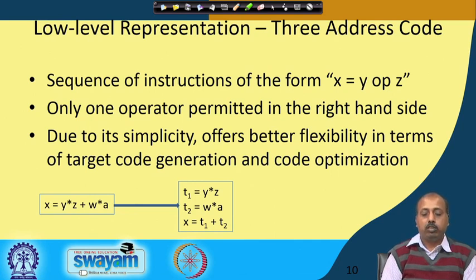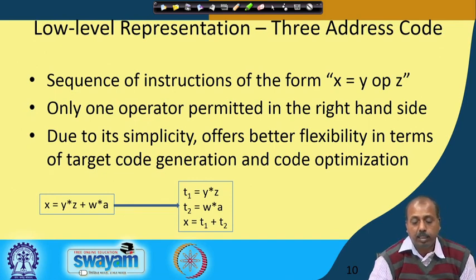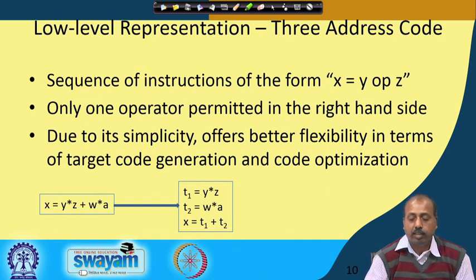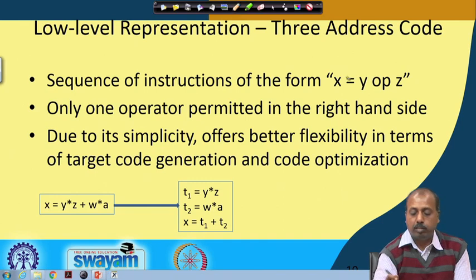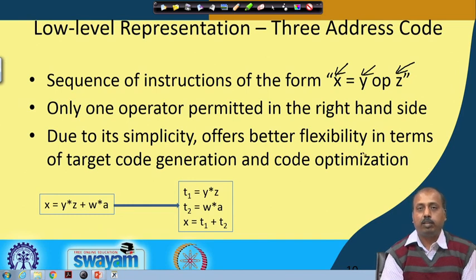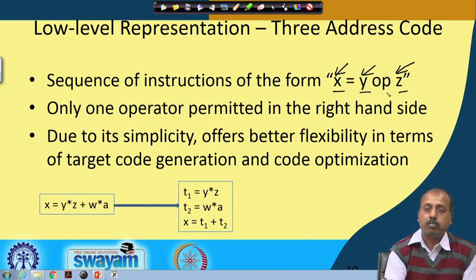This is known as three-address code. The name three-address came from the fact that almost all the instructions will have three address components in them. Most of the instructions are of the form x equal to y op z. You need to specify the operands x, y and z, and since they are identifiers, variables or numbers, I will have three addresses for x, y and z.